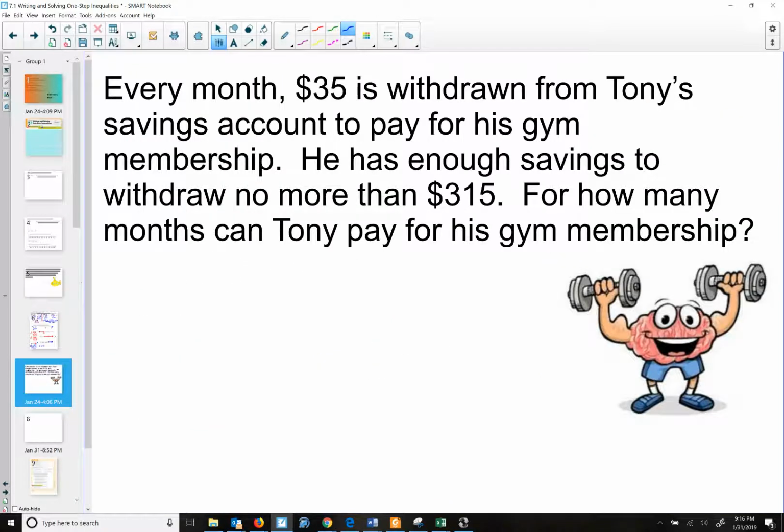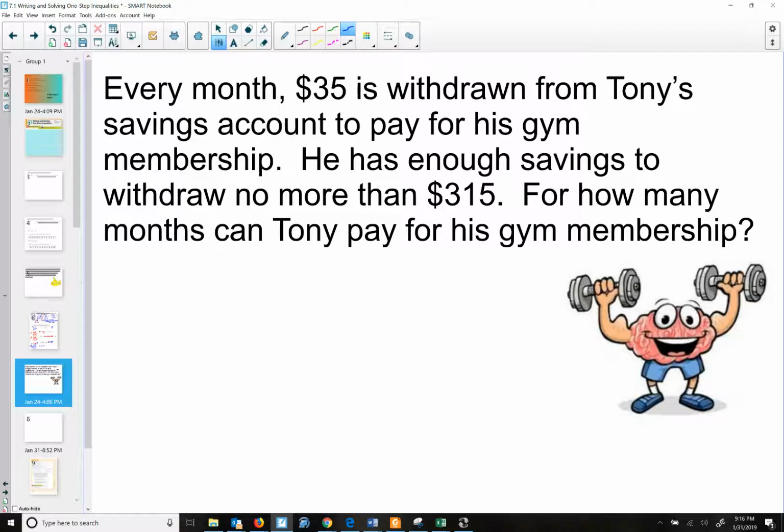Every month, $35 is withdrawn from Tony's savings account to pay for his gym membership. He has enough savings to withdraw no more than $315. Okay, so let's figure this out here. How many months can he pay for his gym membership? Every month, $35 every month.